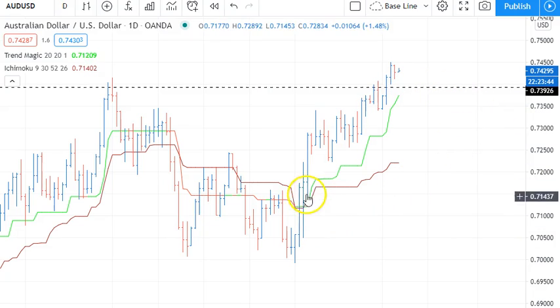Now usually after a move up you get some sort of pullback. Ideally I'd like to see that come down and retest the 74 area in here. Doesn't mean to say I'm going to get it. This thing could just go sideways for a few days, for a week or whatever. There's no data for the Aussie dollar coming out that would significantly push it one way or the other. And it's just a matter of waiting.